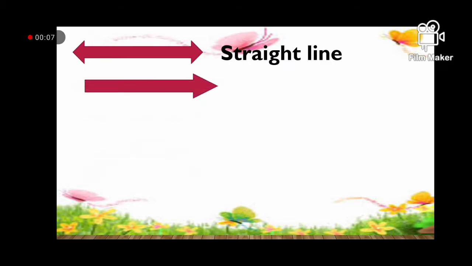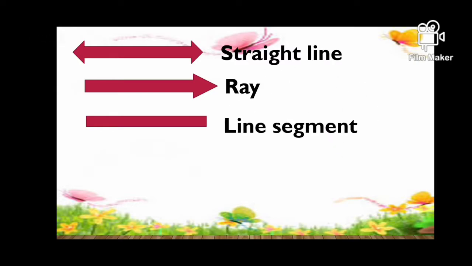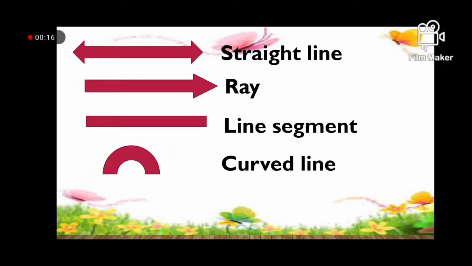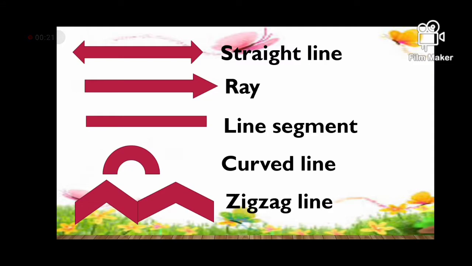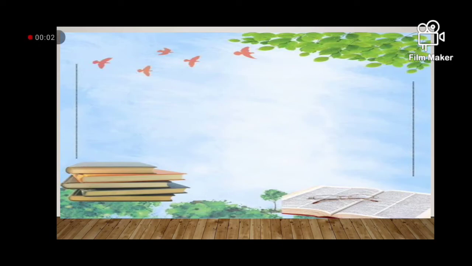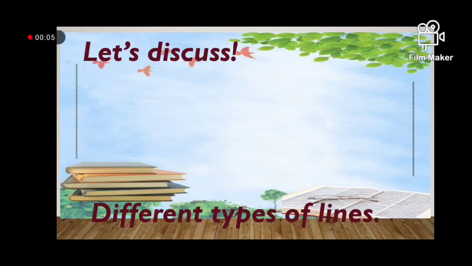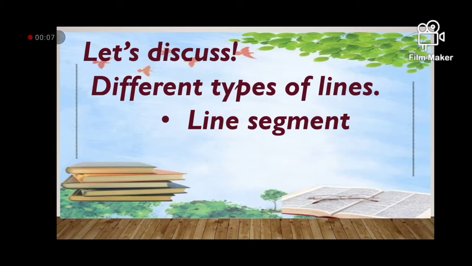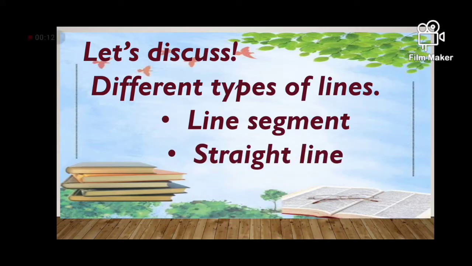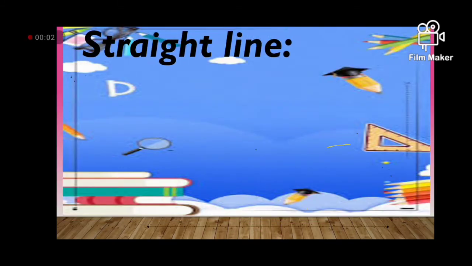Straight line, ray, line segment, curved line, zigzag line. Now let's discuss the different types of lines. Line segment, straight line, and ray. We will discuss a straight line first.